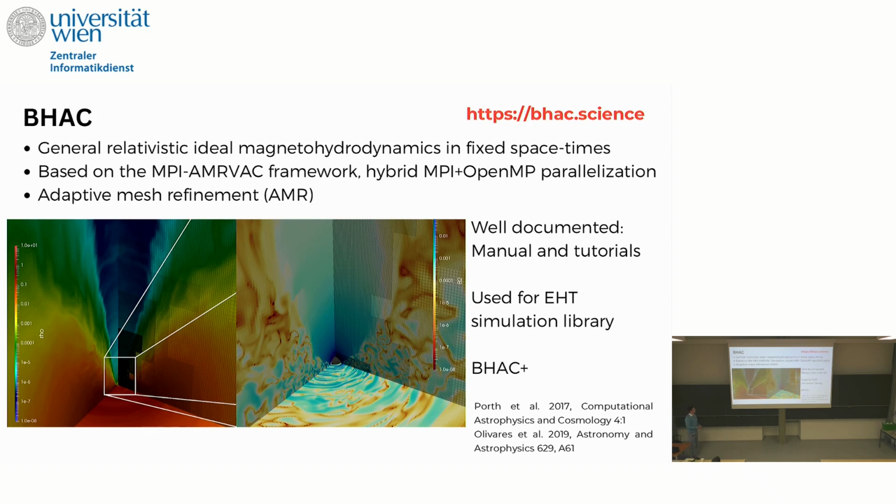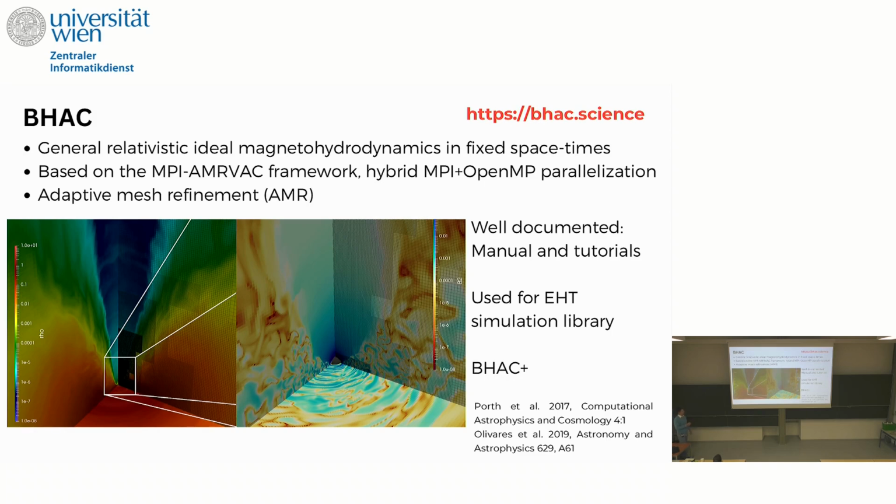For the GRMHD simulations, we employ a code called BHAC. This is a code that I helped to create during my PhD. It does general relativistic magnetohydrodynamic simulations on fixed spacetimes. It is based on an older solver for conservation equations called MPI-AMRVAC. As the name says, it is parallelized with MPI, and actually it has a hybrid parallelization of MPI plus OpenMP that allows it to use a very large number of cores. We have tested it with on the order of 80,000 cores with still good scaling.